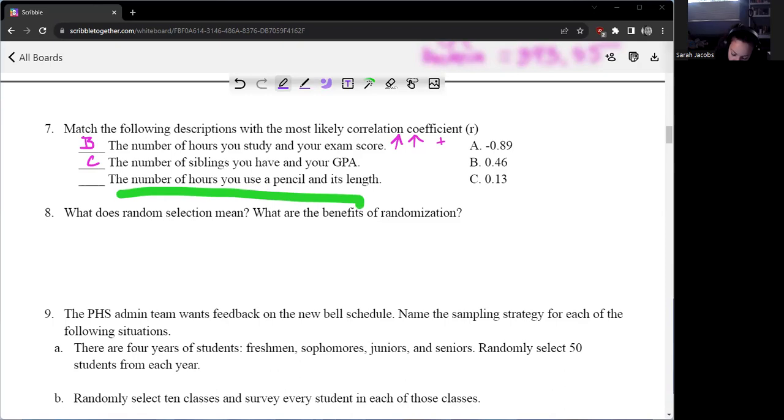And then the number of hours you use a pencil and its length. So as the number of hours goes up, if we're thinking about a non-mechanical pencil, the length would be decreasing. So we're looking for a negative correlation coefficient, a negative R. And this is our only negative. It's very close to -1. So it's actually a pretty strong correlation, which makes sense. Not a whole lot else is going to affect the length of the pencil that you're using, besides using it. So this one's going to be A. Good.